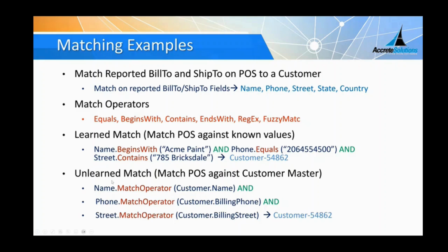Another way to do the matching, what I call unlearned matches, is you match your POS against your customer master. So you look at the name field and try to match against the name of the entry in your customer master. And you do the same thing with phone, and the same thing with street. And with this kind of matching, you can either use fuzzy logic, or you can use regular rules like equals and begins with, and that again can result in matching to the same customer, which is customer 54862. So this is just an example of how you do matching.